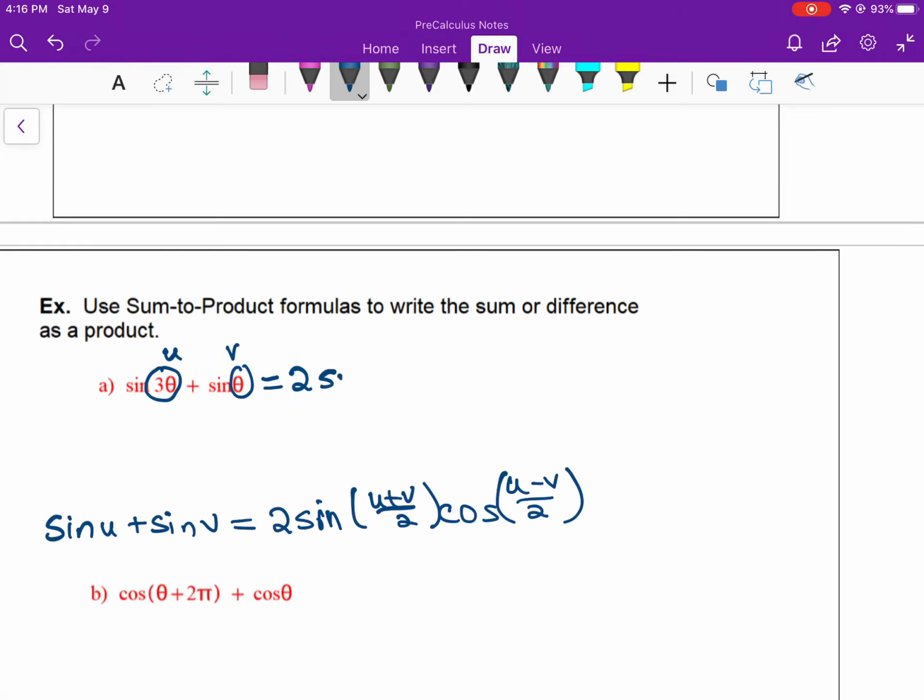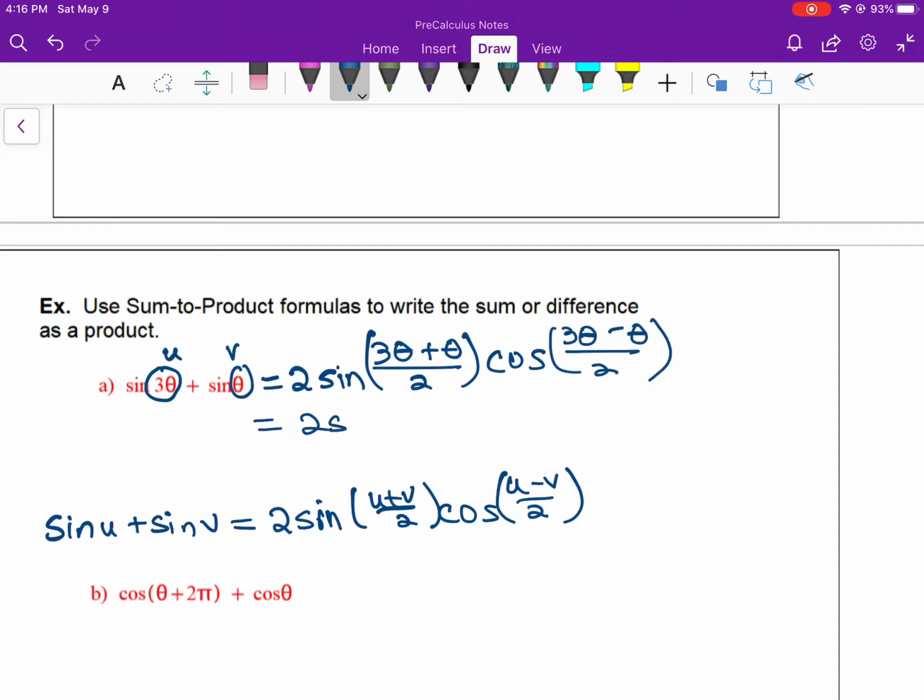So 2 sine of 3 theta plus theta divided by 2, cosine 3 theta minus theta divided by 2. So that's 2 sine 4 theta divided by 2 is 2 theta. Cosine of 2 theta divided by 2 is 1 theta. And that one's done.